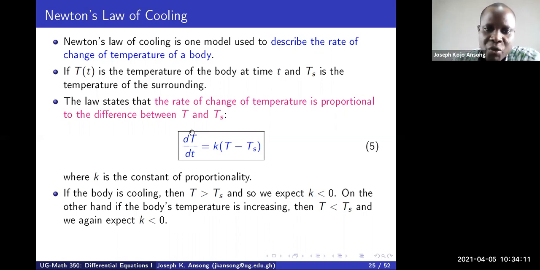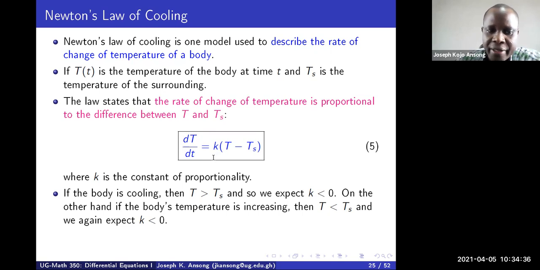Now, if the body is cooling, then of course the temperature of the body is greater than the temperature of the surrounding, so it's losing temperature. If it's cooling, we expect the change in temperature with time to be decreasing, to be negative. But if it's cooling, then T has to be greater than Ts, so T minus Ts is positive. So for this to be negative, we expect k to be negative.